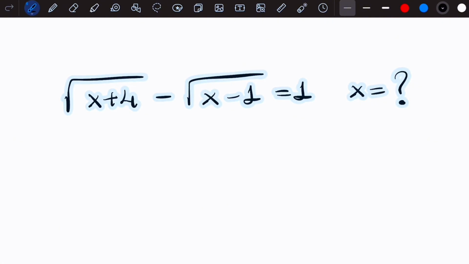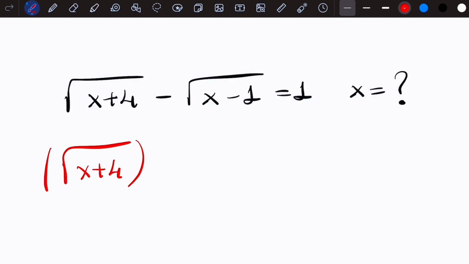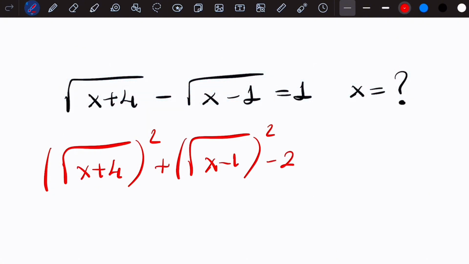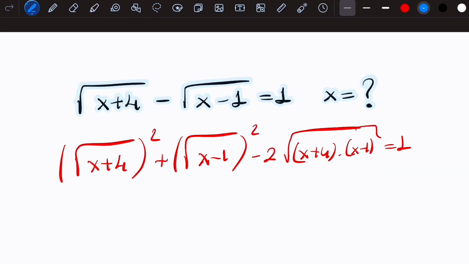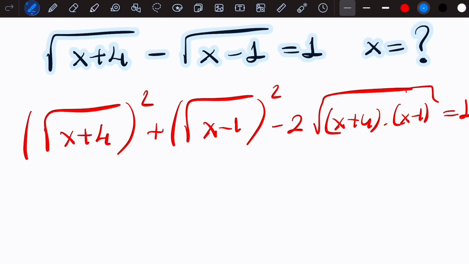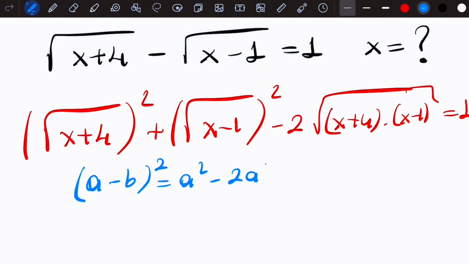What will happen when we apply this now? The square root of x plus 4, squared, plus the square root of x minus 1, squared, then minus 2 times the square root of x plus 4 times x minus 1 equals 1. Now we can immediately think of the property: what was (a minus b) squared? a squared minus 2ab plus b squared. We use this property in this part of the problem.